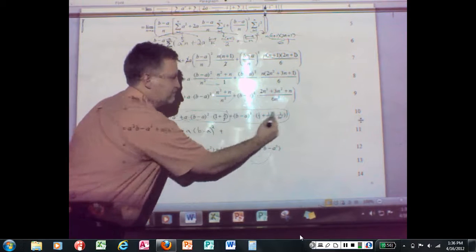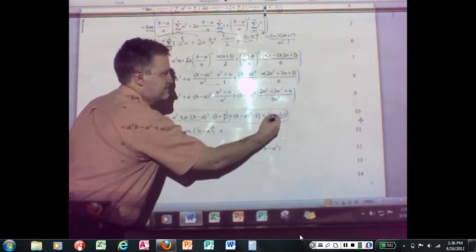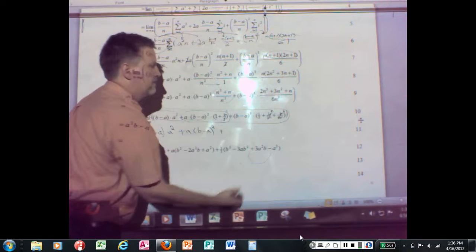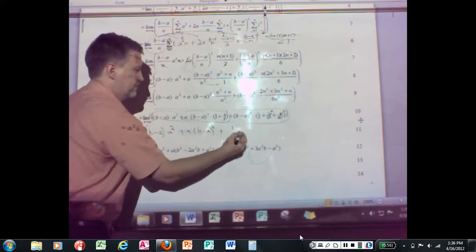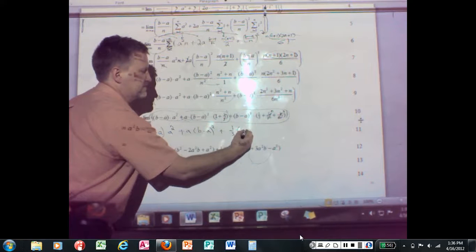And then the last part is n goes to infinity. Well, that goes to 0. So this last part would go to b minus a cubed times the third, or 1/3 times b minus a cubed.